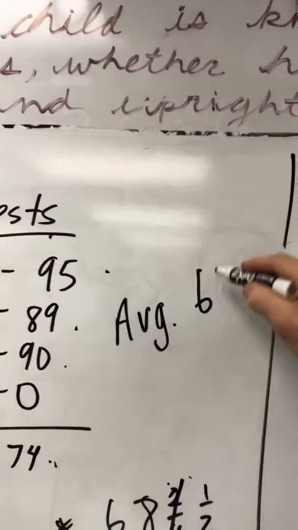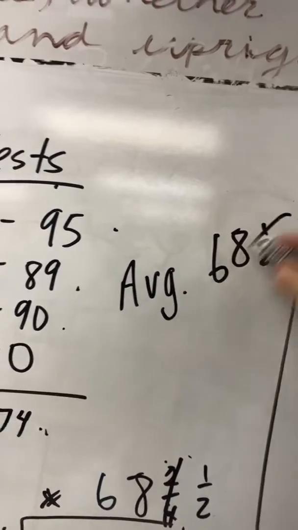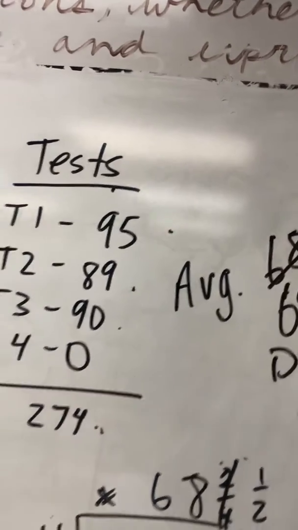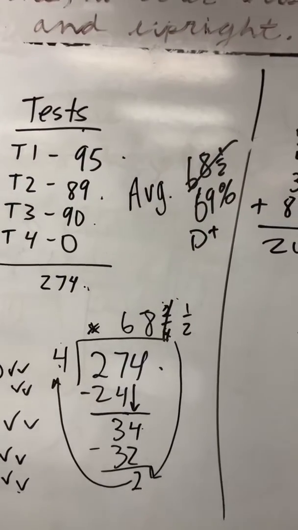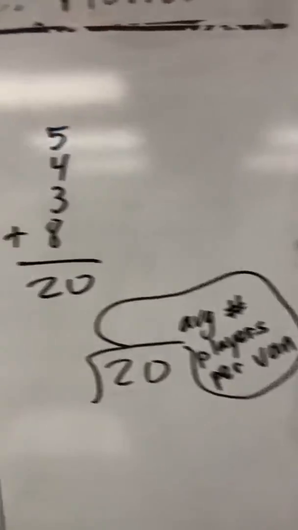So my average test grade is a 68.5, which rounds up to a 69%, a D+. Oh my, it is worth it to study. So now you're not going to get problems quite that hard yet. You're going to get problems more like this.